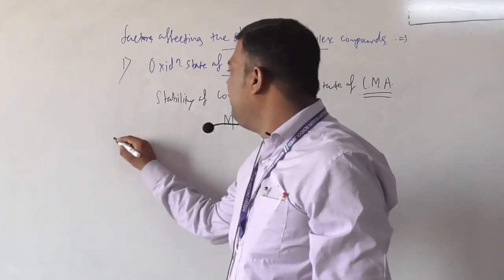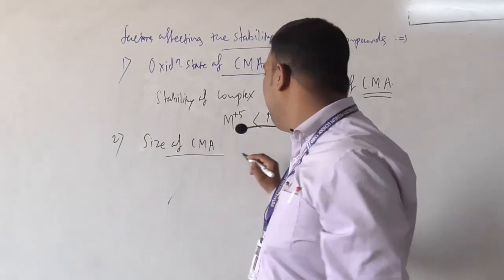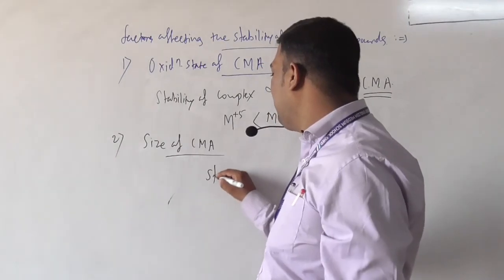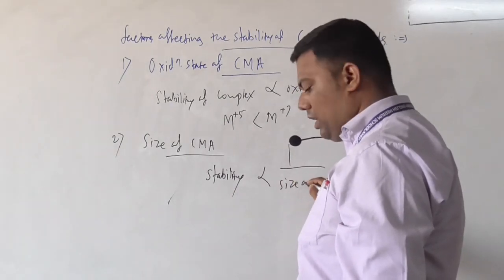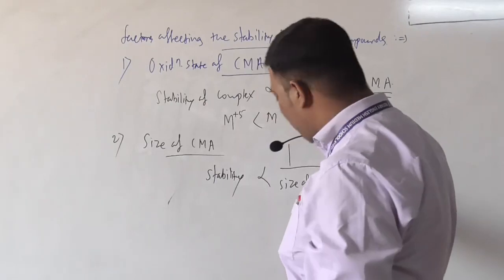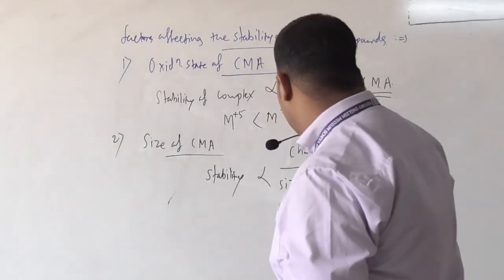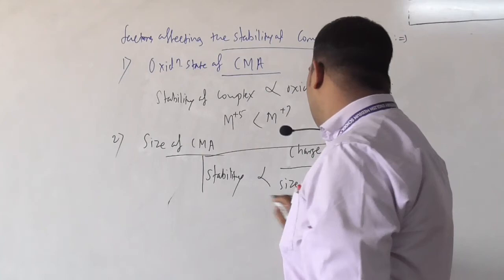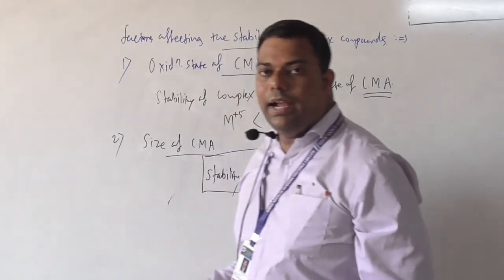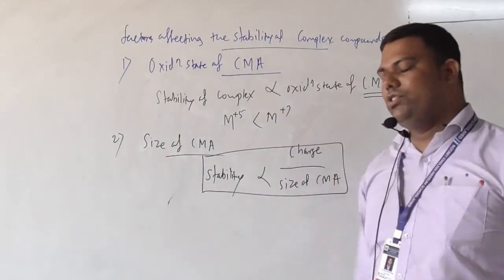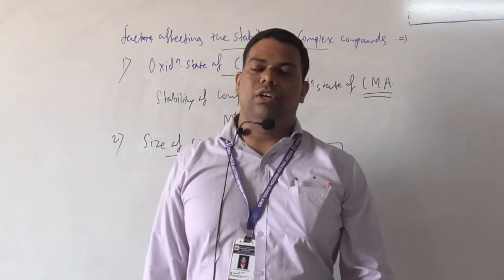Okay. So second is the size of CMA, that is central metal atom. So here you can mention stability is in relation with size of CMA, or charge of CMA. Okay, you can make a box also. The more the size, the less the stability, and the less the size of the central metal atom, the more the stability. So this is very important regarding CMA.